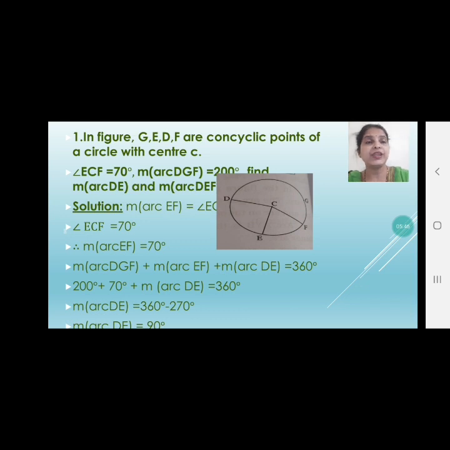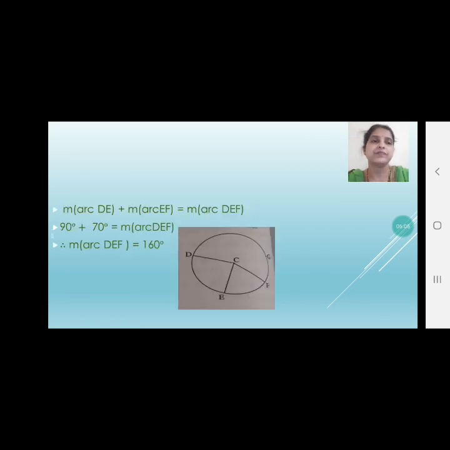Now I have to find out measure arc DEF. So that is DE plus EF. So measure arc DE is 90 and measure arc EF is 70. So 90 plus 70 will give me 160. So measure arc DEF is equal to 160 degree. Okay.